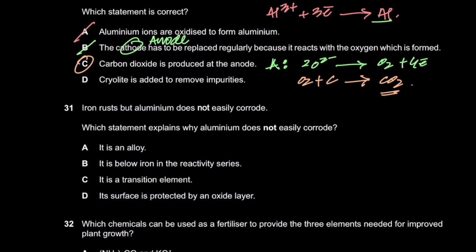Cryolite is added to remove impurity? Cryolite in itself is an impurity. It's added either to improve the electrical conductivity, because it gives more ions to carry the charge, or you could say it is added to lower the melting point, because impurities lower the melting point. Done.